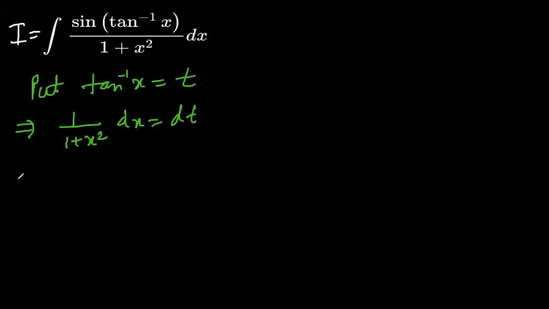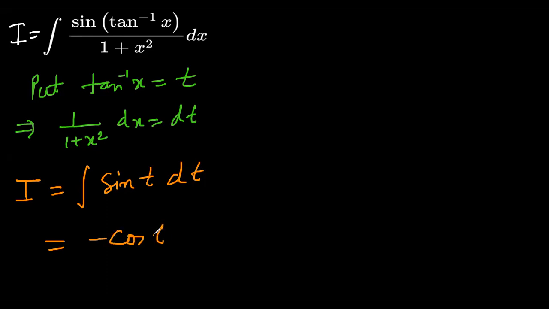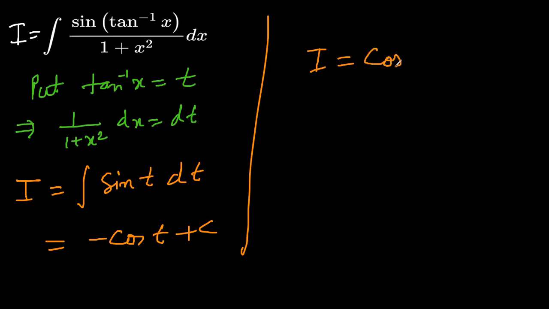So your question looks like I is equal to the integral of sin t and 1 by 1 plus x squared dx. 1 by 1 plus x squared dx can be written as dt, so sin t dt. The integration of sin t is negative cos t plus c. And that is our answer. We will retain the value of t. So our integral is negative cos of tan inverse x plus c.